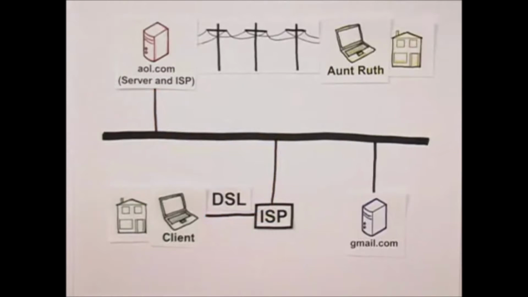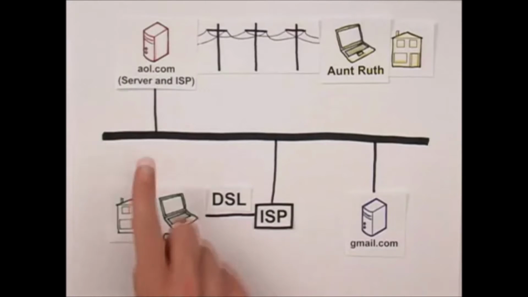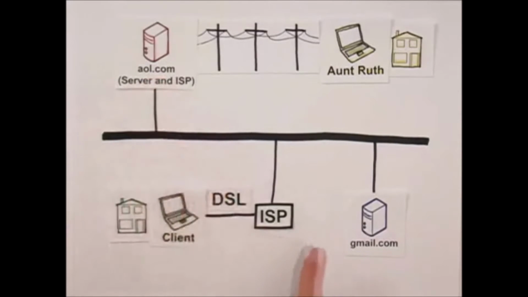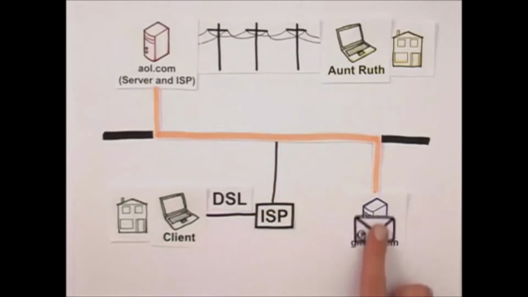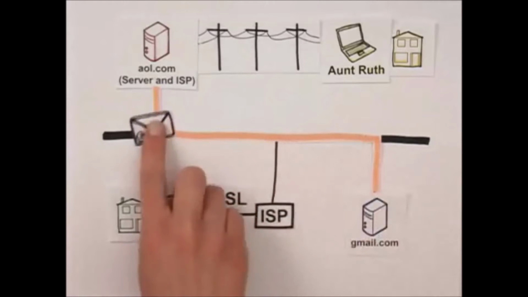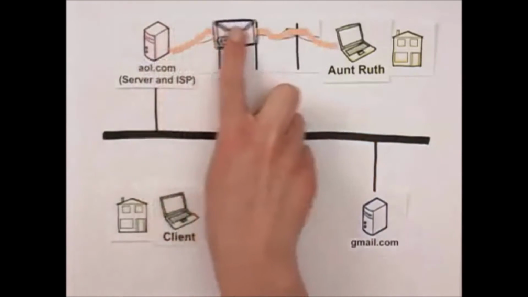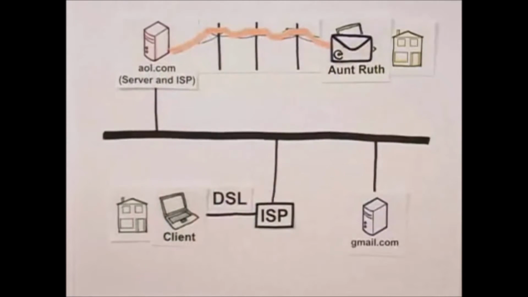Now, let's say that I want to send an email to Aunt Ruth. Aunt Ruth has AOL dial-up from home, and I've got a Gmail account. I log on to gmail.com and compose a message to Aunt Ruth's email address, auntruth@aol.com. Once I click send, gmail.com sends the email to AOL.com. The next day, Aunt Ruth dials into AOL servers and retrieves the email.